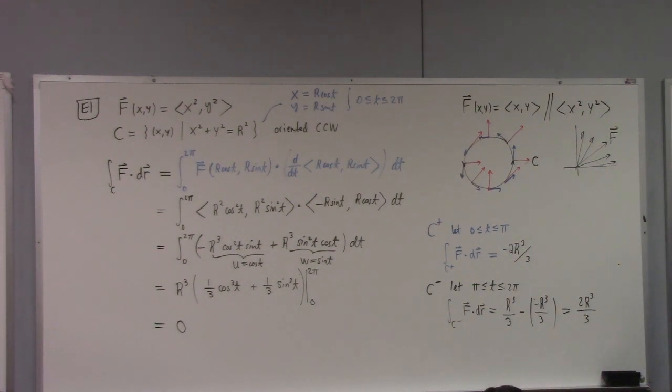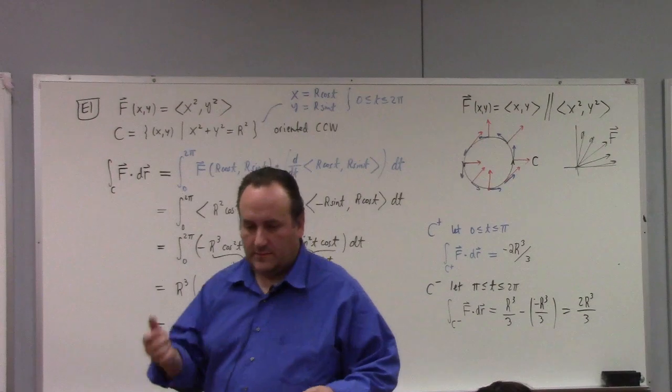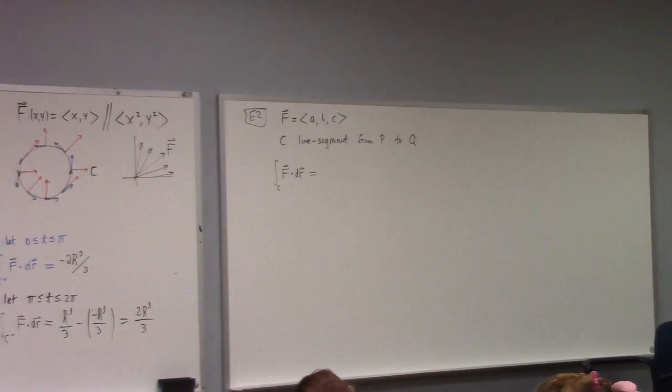What if I have the vector field equal to just the constant vector field ABC, and my curve is a line segment from P to Q? Calculate the work done. So the integral over C of F dot dr, how'd that go? In order to calculate the line integral, what must we do?